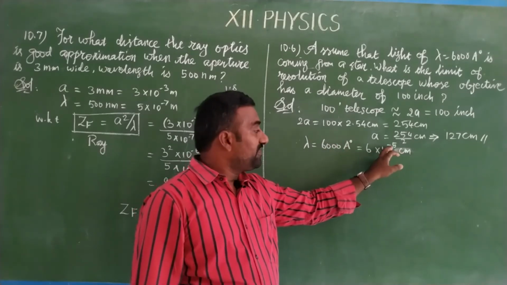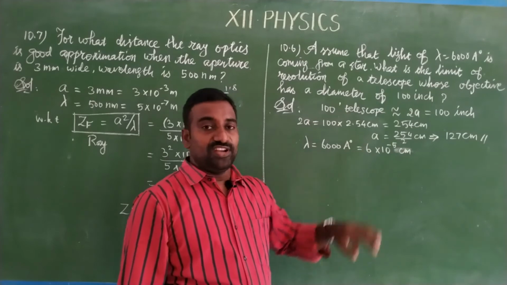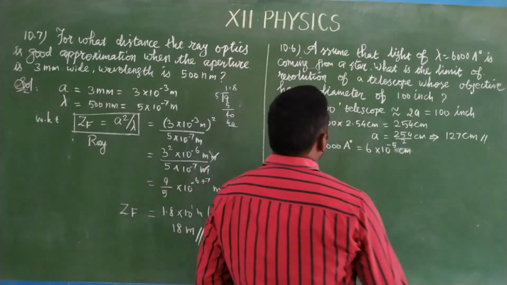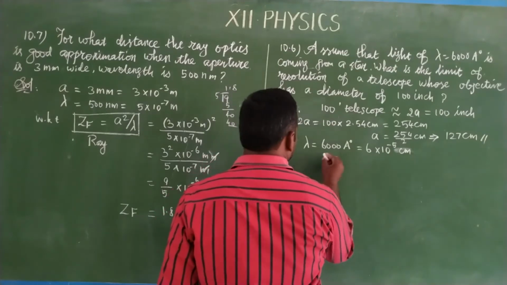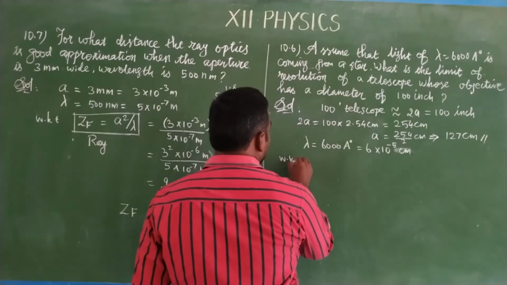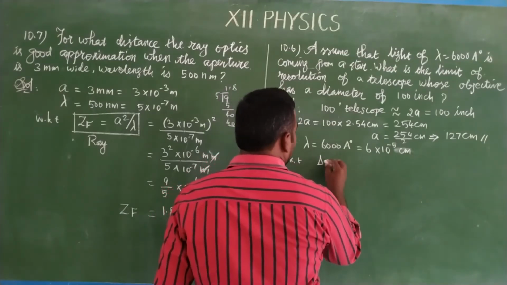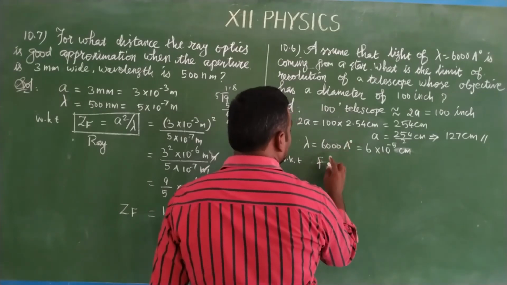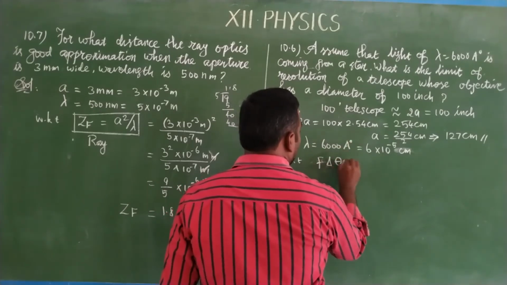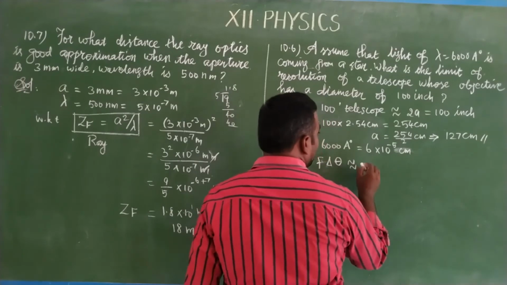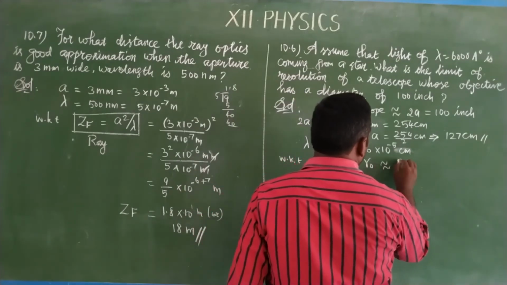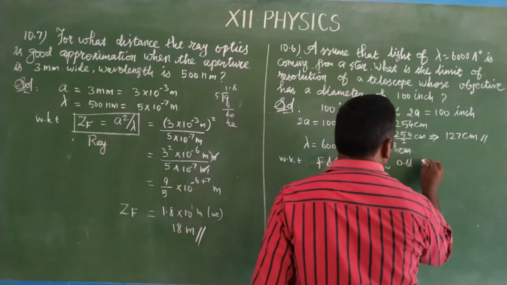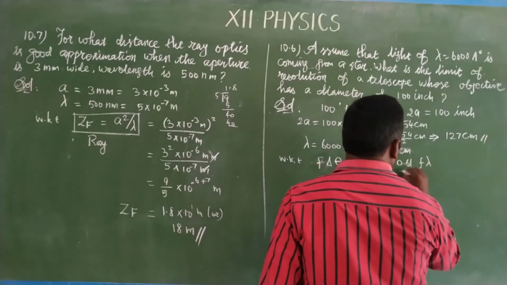So 10 to the power 5 into 10 to the power minus 2 goes to 10 to the power minus 7. Okay. So already we know we want the resolving power. So we know already that f into delta theta is approximately equal to r naught, which is approximately equal to 0.61 into f lambda by a.